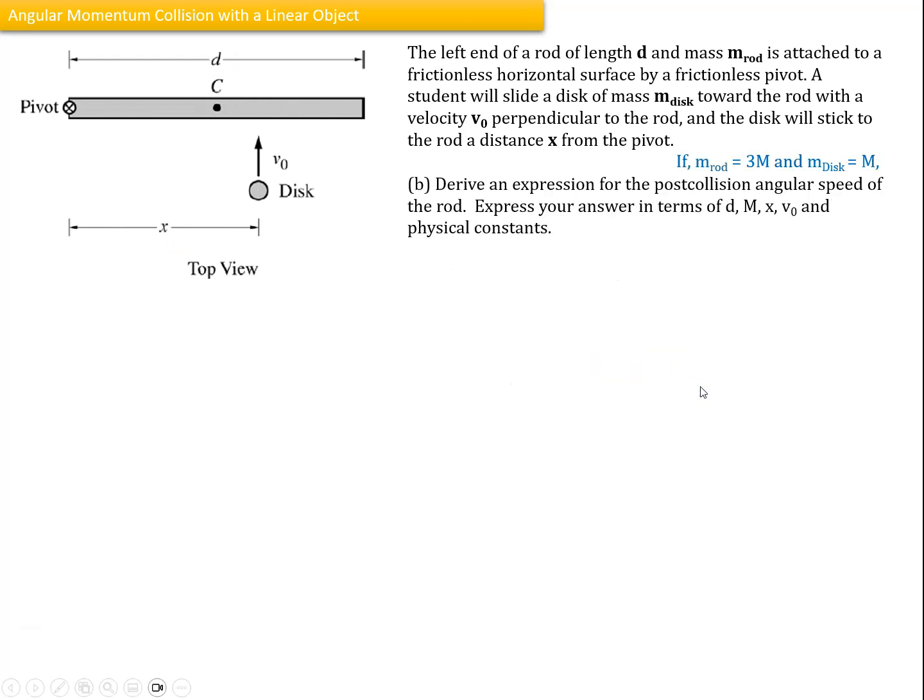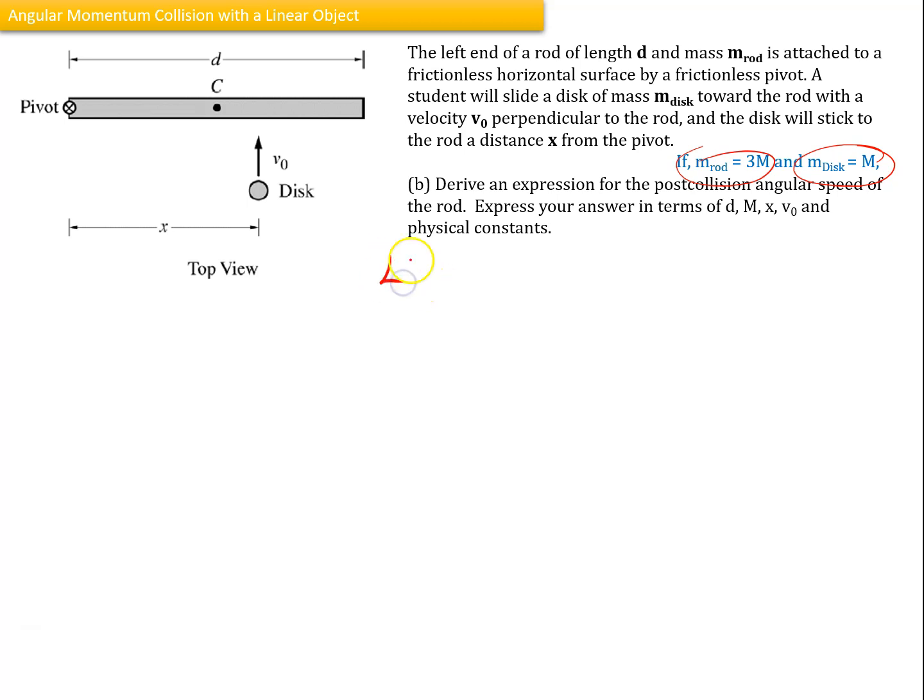It says derive an expression for the post-collision angular speed of the rod. Express your answer in terms of d, m, x, v naught, and physical constants. It tells us the mass of the rod is 3m and the mass of the disk is m. So basically the rod has 3 times the mass of the disk.